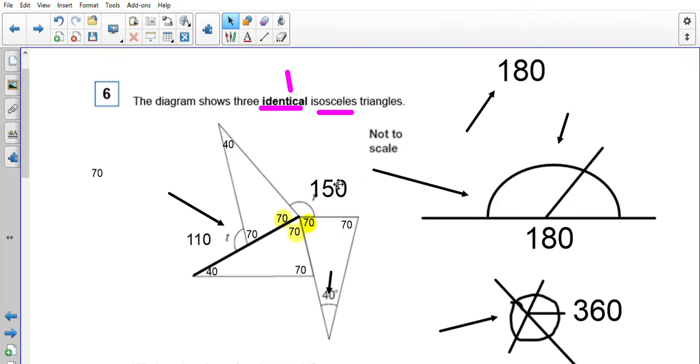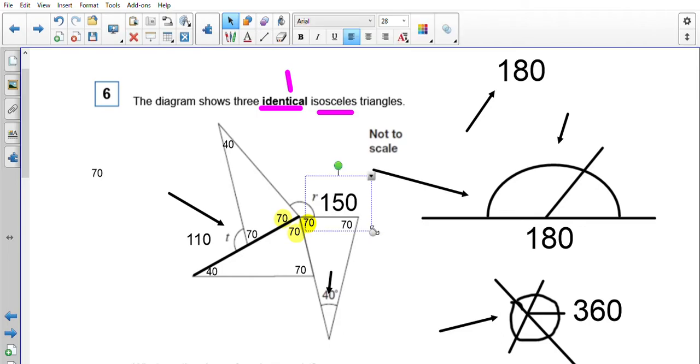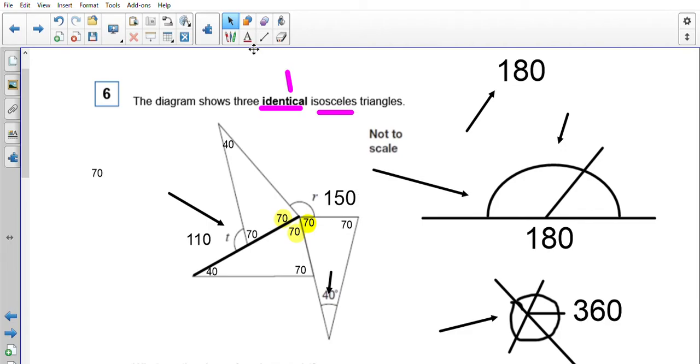So that makes sense. Again, double check, common sense. 150 is an obtuse angle. It's greater than a 90 degree angle. There's my 90 degrees, so that's greater than that. It's not a reflex angle, so it's not gone more than 180 degrees. That seems to make sense.